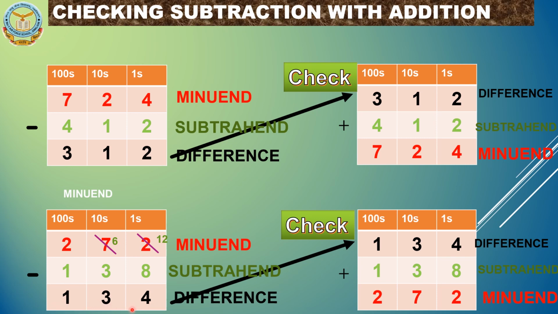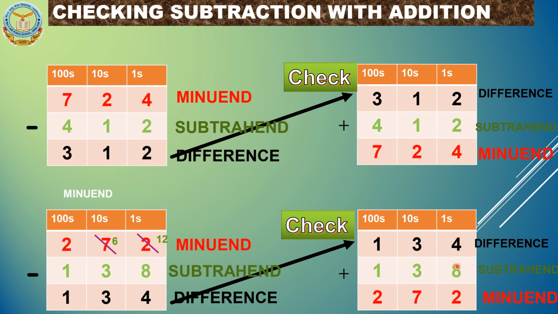Now check whether your answer is correct or not. So what you have to do? You have to add subtrahend and difference. So what is your subtrahend? 138. What is your difference? 134. Now add these two numbers.